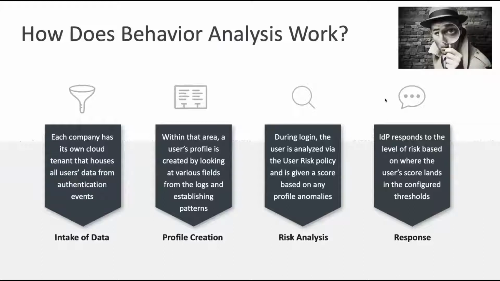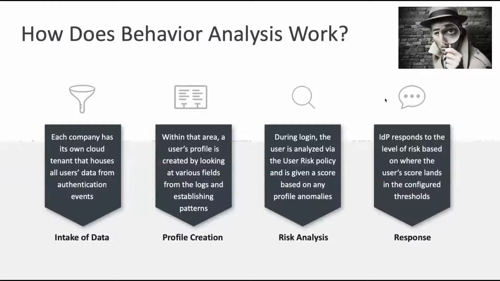So the first step in how machine learning analyzes user behavior is the intake of data. Each company has a SecureAuth provided specific cloud tenant that houses all that user data from authentication events. The next step is profile creation. So a user's profile is created by looking at various fields from authentication logs and establishing patterns. These patterns are considered normal behavior for that particular user.